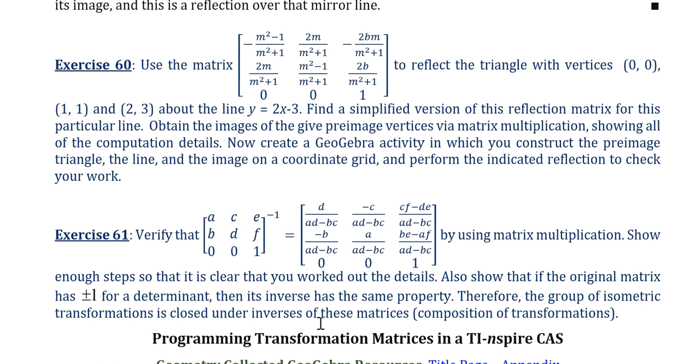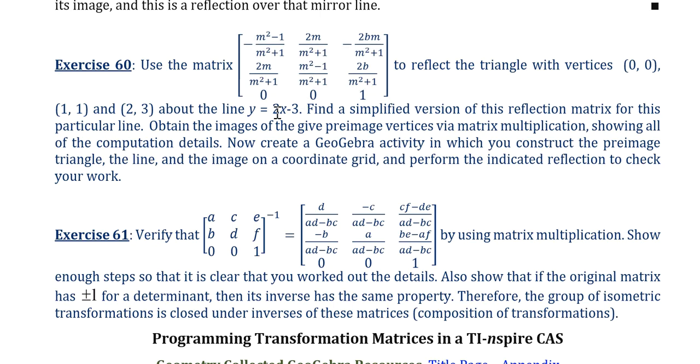So here are a couple exercises you can use. So there's our formula. Let's take a triangle with vertices at points 0, 0, 1, 1, and 2, 3, reflected about the line y equals 2x minus 3. Now before, we did these sort of things synthetically. We would draw the graphs, we did reflections by compass and straight edge constructions and so forth. But this one, we're going to do analytically using the matrix.